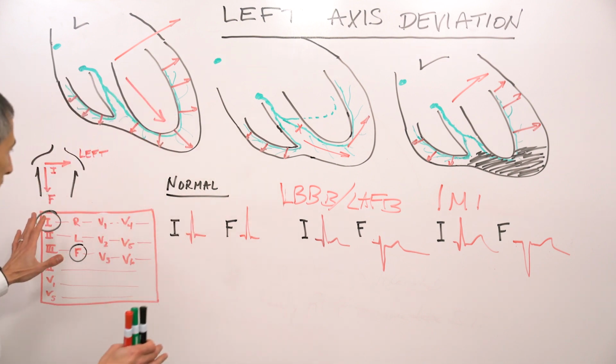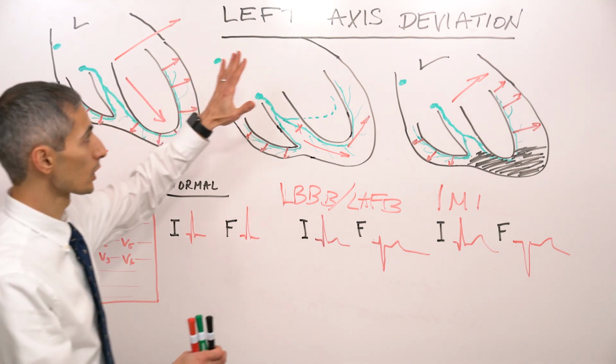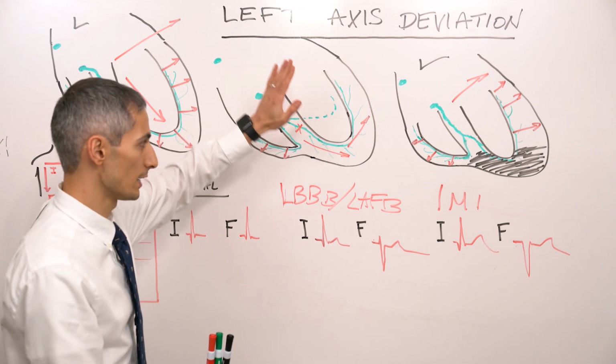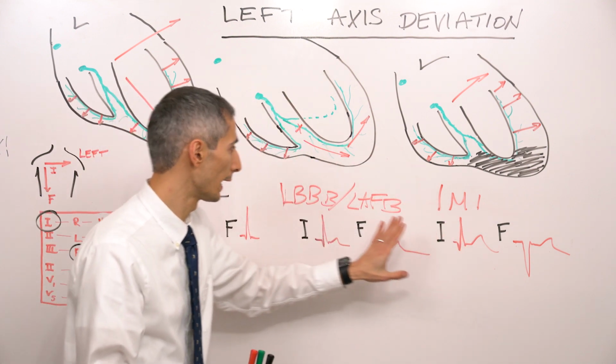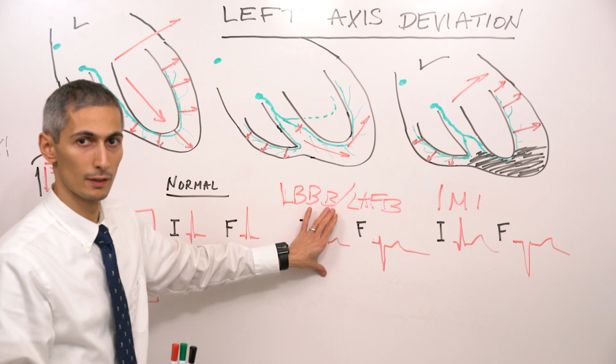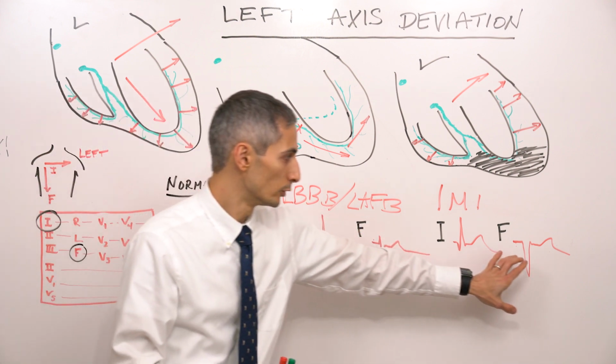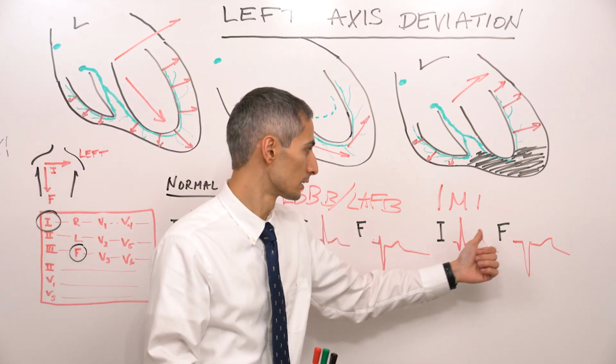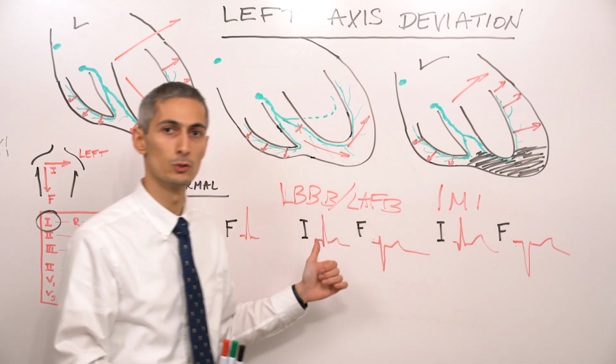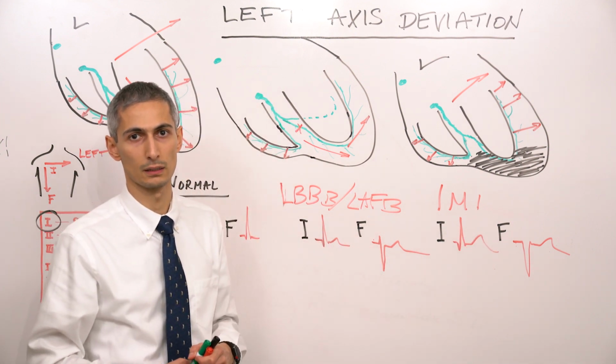Okay, so to summarize, the major causes of significant left axis deviation are either an old inferior MI or left anterior fascicular block or left bundle branch block. If you have inferior Q waves, it's probably an IMI, and if you don't, it's probably left anterior fascicular block.